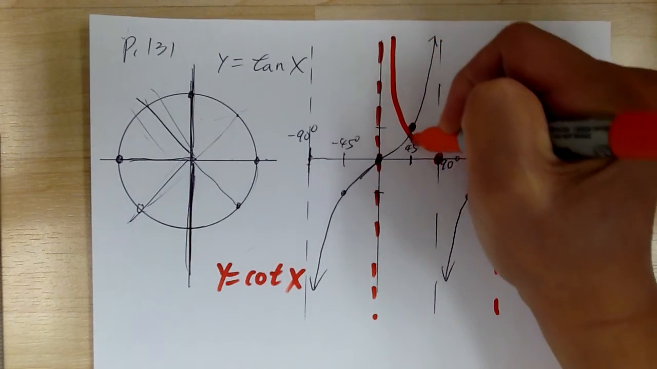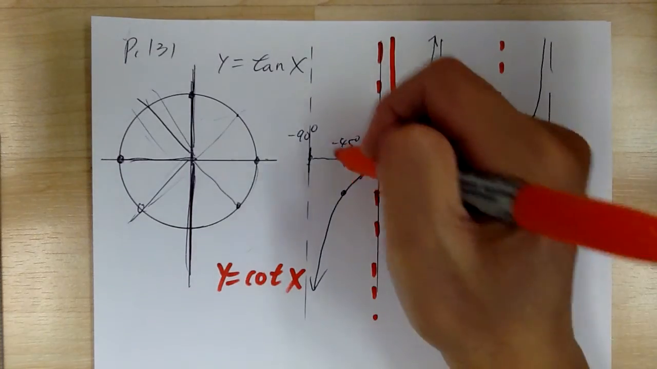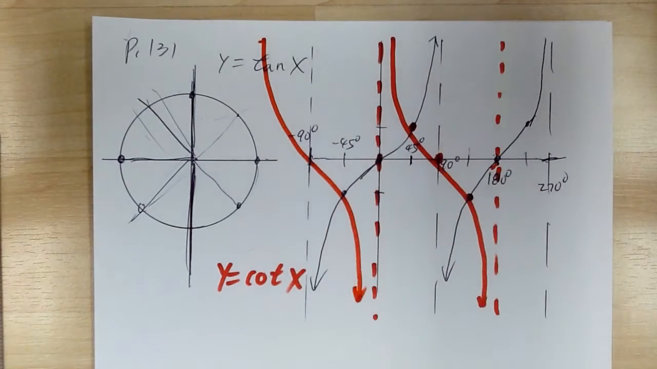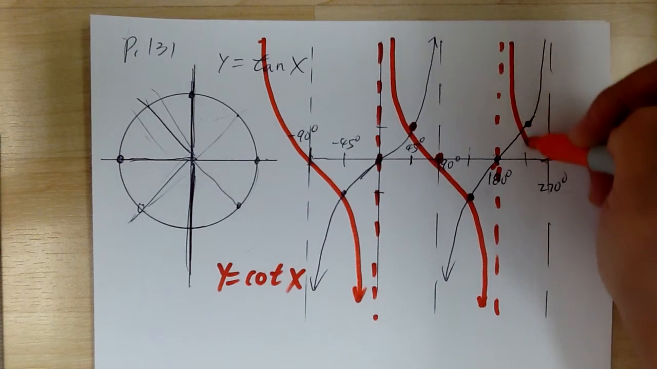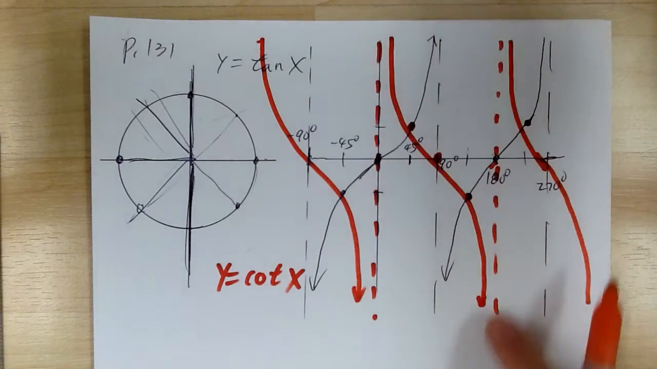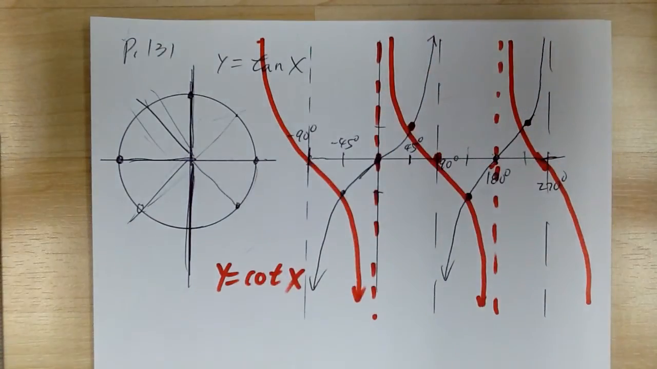So your graph will look something like this now. Again, over here, 1, so when you flip the 1, 1 over 1, you still get 1. So again, your graph's going to look like this. So cotangent is the orange graph. Tangent is the black graph. So you need to familiarize yourself with the graphs.